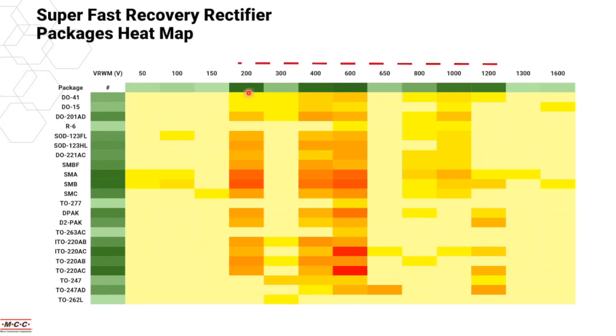Again, as I mentioned just now, we have 200 volts all the way up to 1200 volts of options available for the super fast recovery rectifiers. The red cells indicate that we have quite a number of versions, I mean options, available for consumers to choose from. And we offer different varieties of average rectified currents for engineers or consumers to choose from.